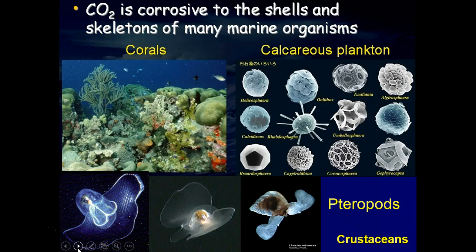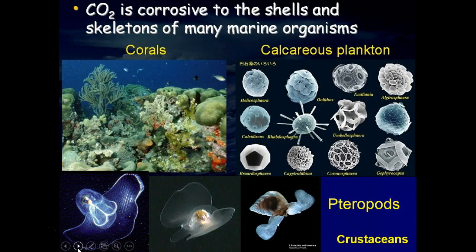As the pH of the oceans decreases, just like we see on land, carbonic acid dissolves rock. And it will dissolve calcium carbonate shells.